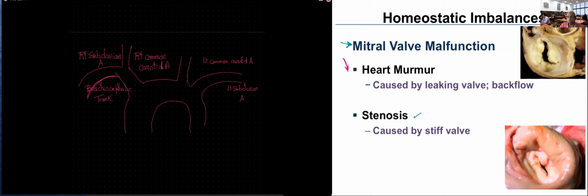So again, what we are looking at right now, we are looking at the branches of the aortic arch. First branch of the aortic arch is going to be my brachiocephalic trunk. Second branch is going to be my left common carotid artery. And the third branch is going to be my left subclavian artery. Remember, the brachiocephalic trunk splits into two branches, right subclavian artery and a right common carotid artery.